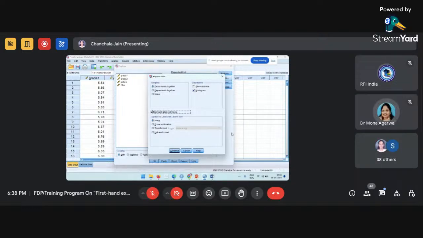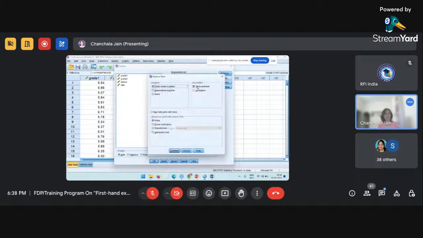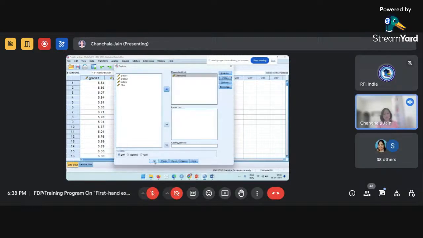Ma'am, wait. Just go back one screen. I want to take a screenshot. Done, ma'am. Click on Plots. Deselect stem-and-leaf, and select histogram and normality plots with tests. This is what you need to select. Then you can click on Continue, and then you can click on OK.